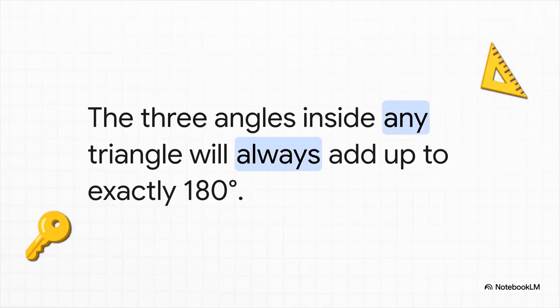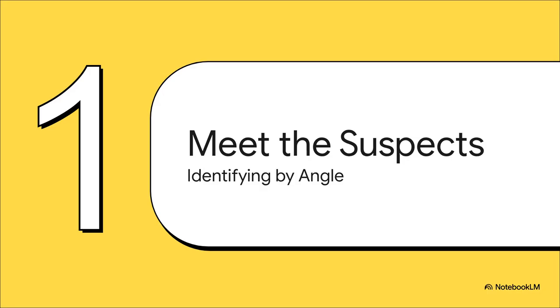Okay, so here's the golden rule, the most important piece of evidence we have. If you take any triangle, literally any of them, and you add up its three inside angles, those three corners, they will always add up to exactly 180 degrees. No exceptions. That's our rule.